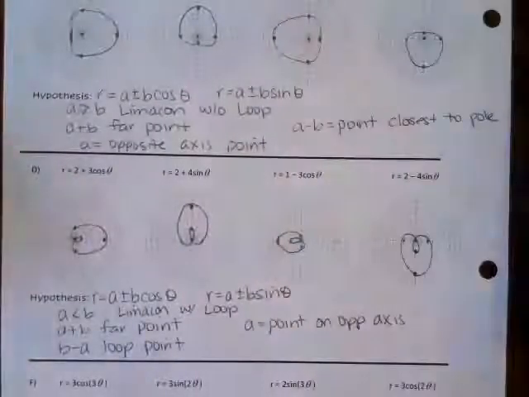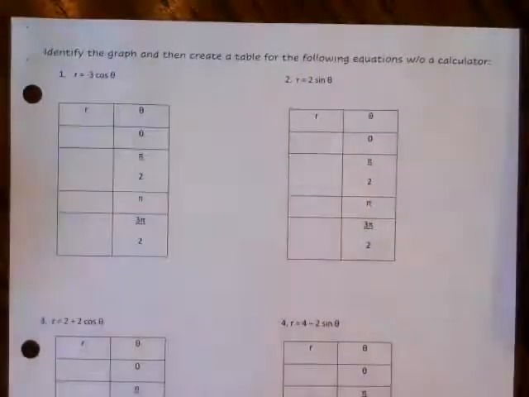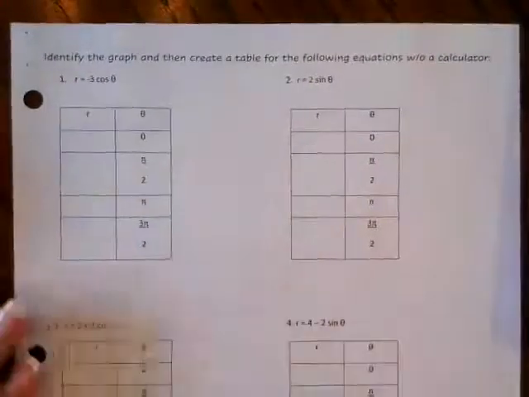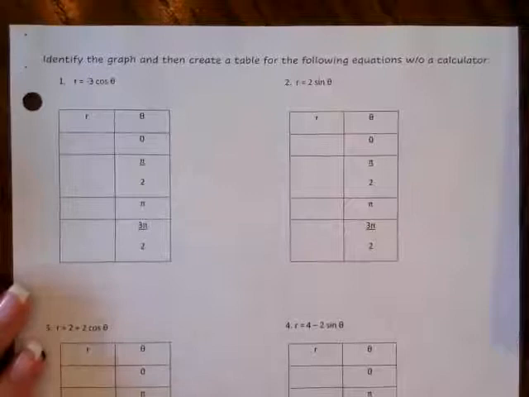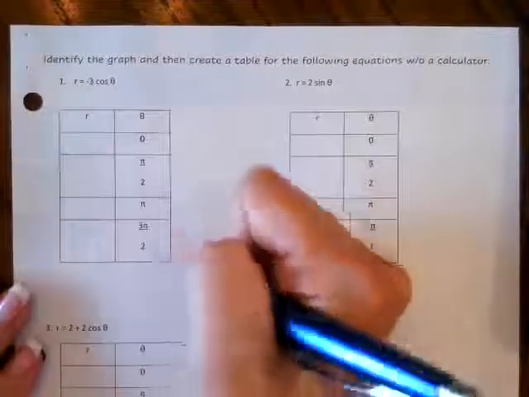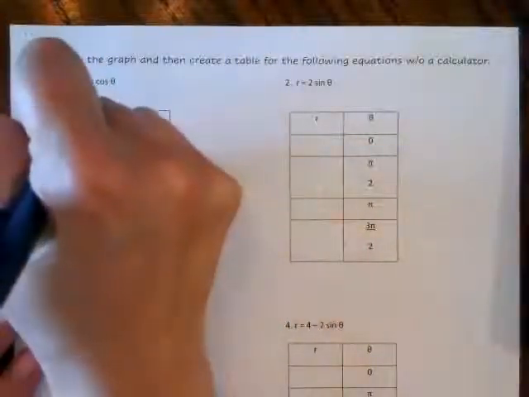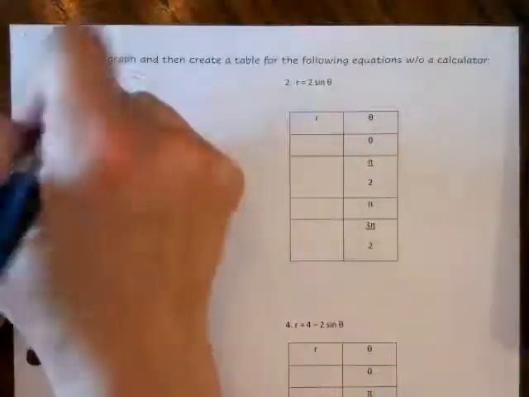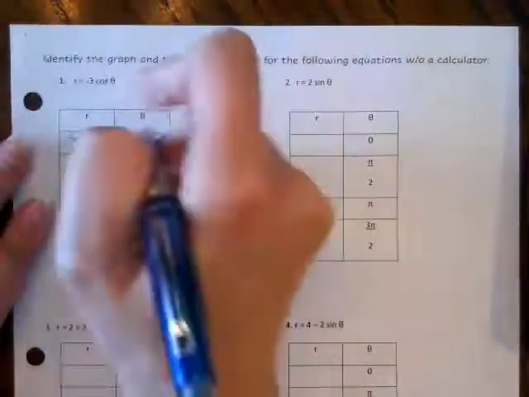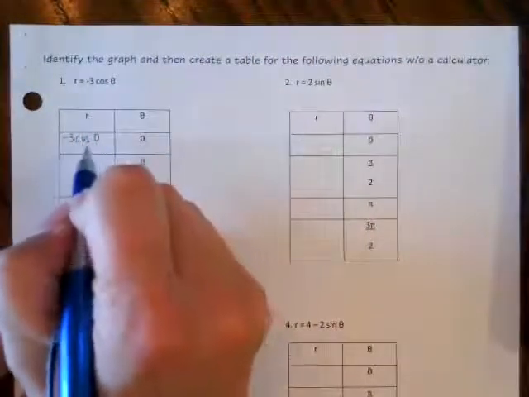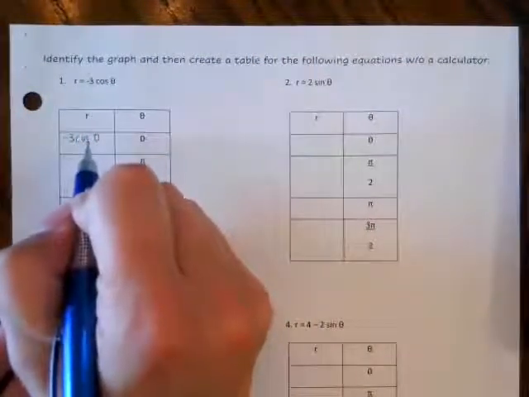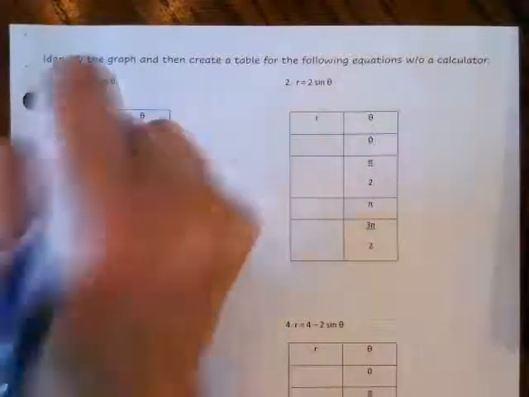However, if you can't do that, you could always create a table of values. And so here we see r equals -3 times the cosine of theta. And so we can create a table of values. Here's my main points on the unit circle. And so I can go -3 times the cosine of 0, which is my angle. And so at cosine 0, that's 1 times -3 is -3.